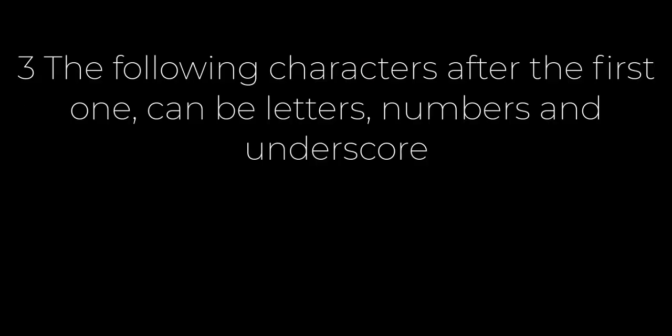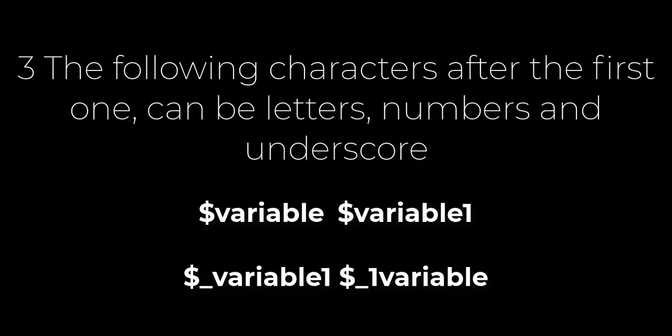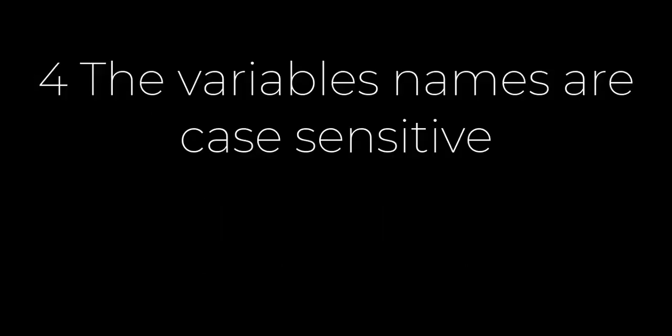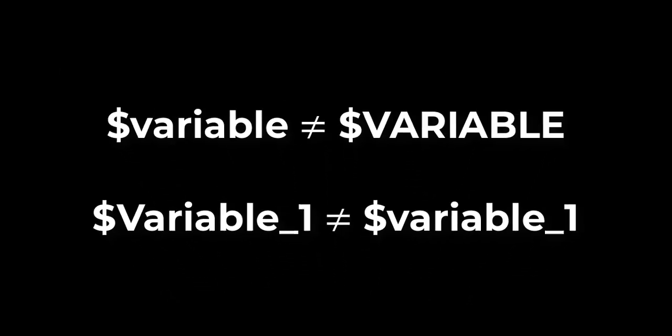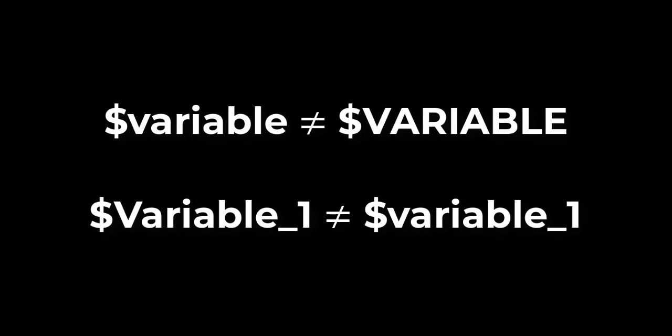Number 3, the following characters after the first one can be letters, numbers, or underscore. Number 4, we need to remember that variable names are case sensitive. In this example, no variable is the same.